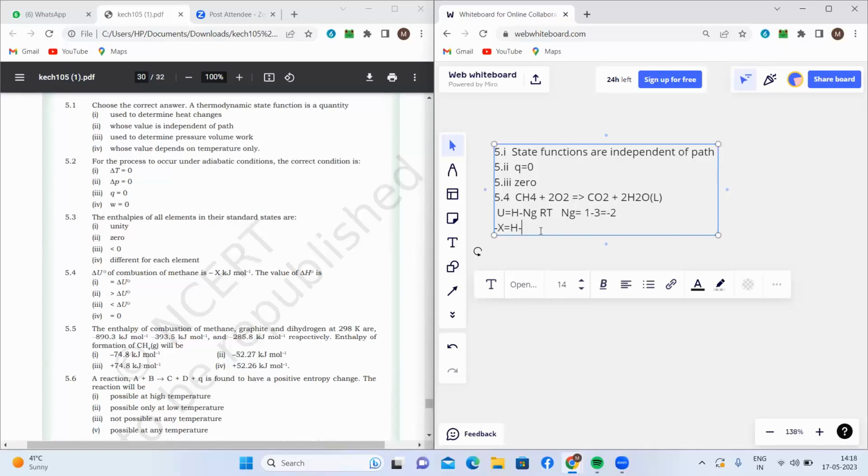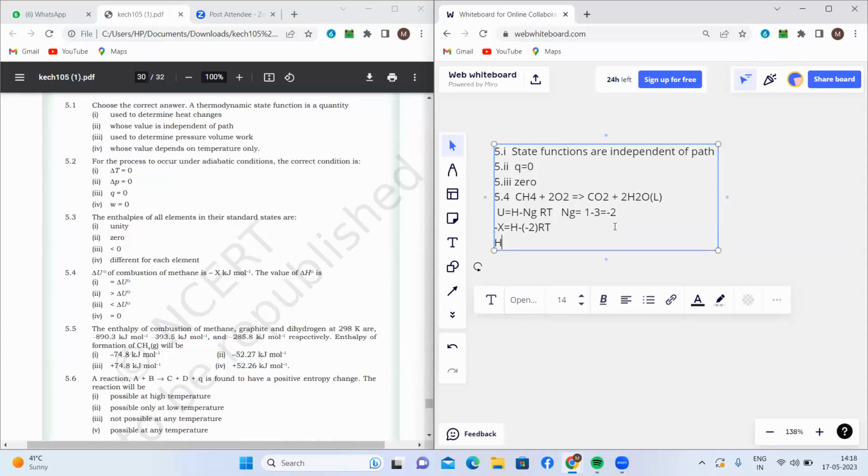So delta H equals delta U minus 2RT. Solving from here, we get H equal to minus X minus 2RT. So we can clearly see that H is less than minus X even. So from here, we can say that H is less than U. So the correct answer to this question is option number 3.